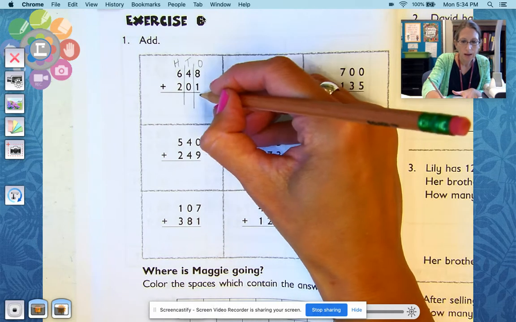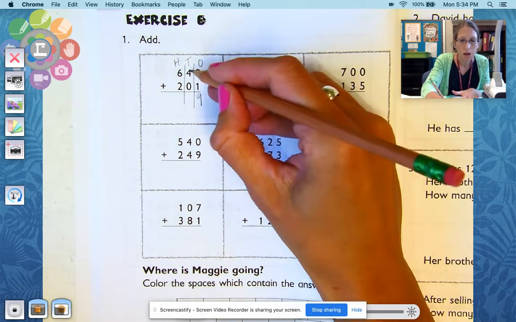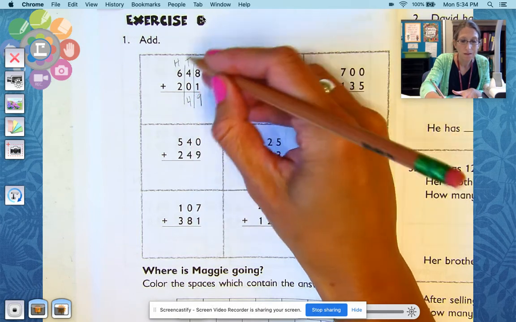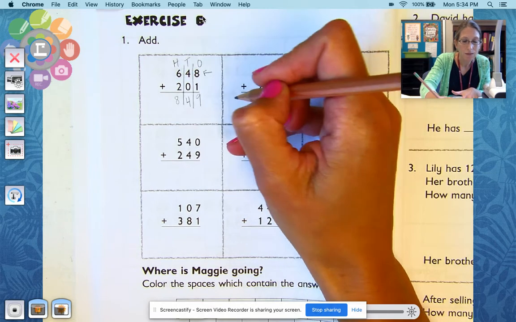8 plus 1 is 9, because we always start in the ones place. We always start at the top. 4 tens plus 0 tens is 4 tens. 6 hundreds plus 2 hundreds is 8 hundreds.